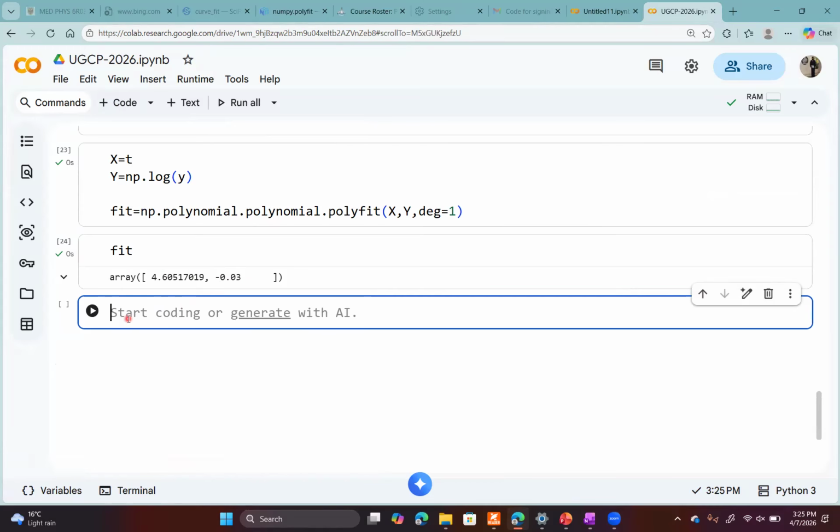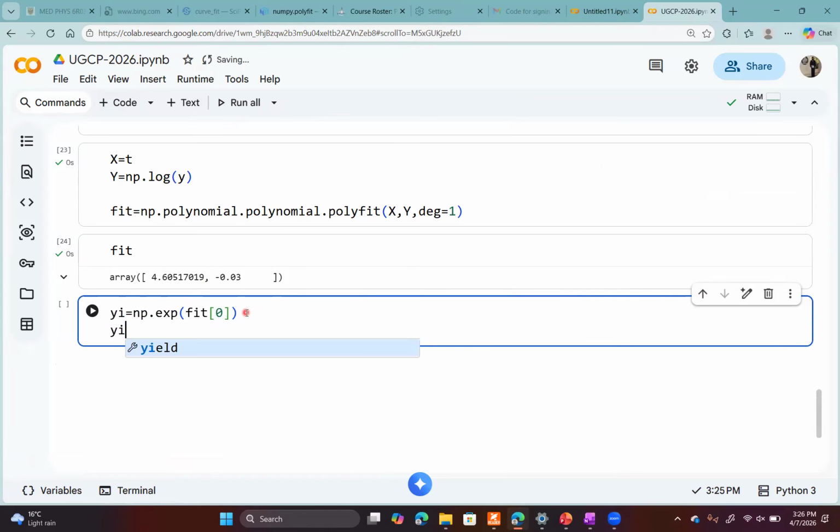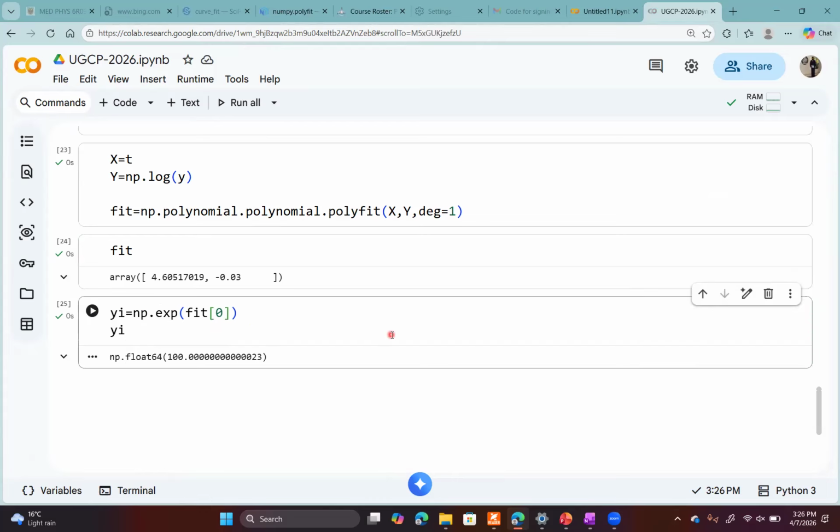So from the intercept, we have to get the value of initial activity. So if I get the y initial, it is equal to exp of the first element of the fit vector. So y initial, and I expect a value 100. So accurate. So it means that strategy works, right?